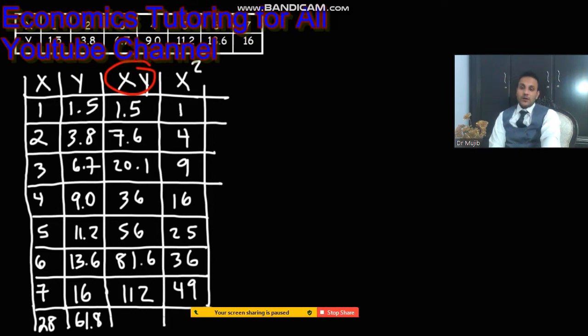Similarly, in the third column, you can see summation xy. So the summation of these values, that means 1.5, 7.6 as well, and the other values, we get 314.8, and that is summation xy. Similarly, we have to add all the values of x square, and the calculated value is 140. So these are the different values which we need to calculate the line slope, as well as the intercept of the line.